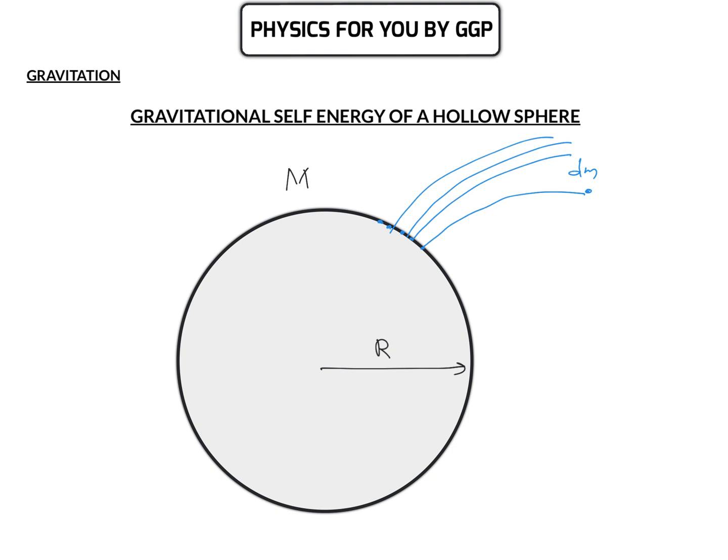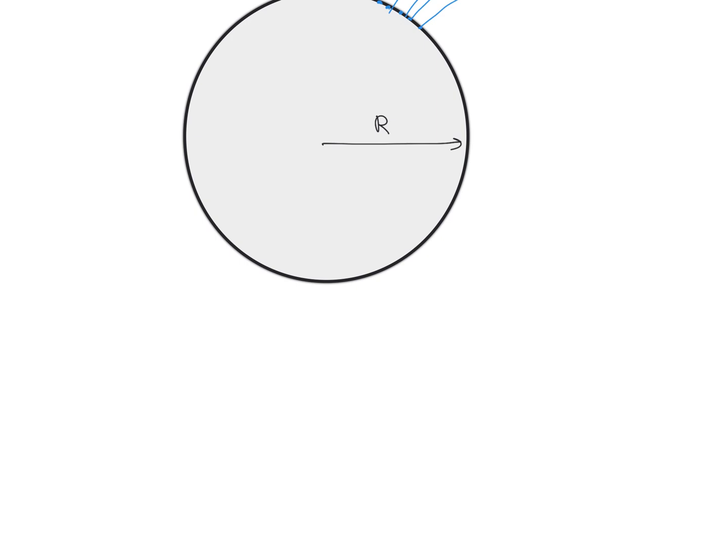Or we can say in the reverse order: if you construct a hollow sphere of mass M and radius R, then how much energy do we need to spend to divide it into an infinite number of small parts and separate all these parts to infinity? That work done is known as the self-energy. So let's see how we'll calculate it.